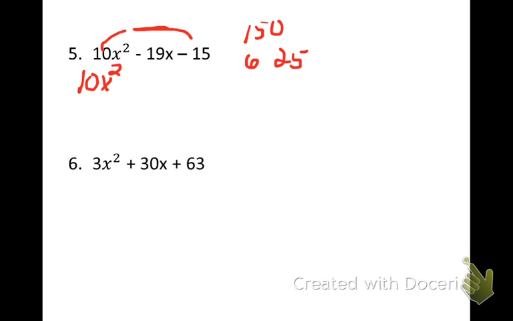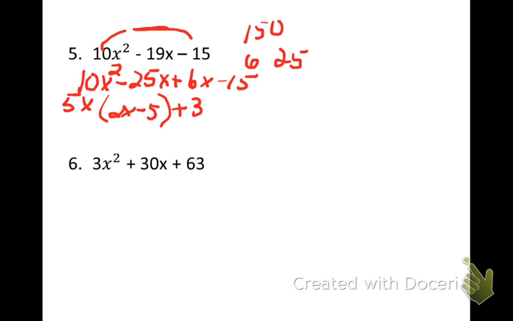So 10x squared minus 25x plus 6x minus 15. So here we have a 5x in common, leaving you with 2x minus 5. Here we have a 3 in common, leaving you with 2x minus 5. Remember, if that doesn't happen, then you need to go back and look at how you group them or see if you have the right factors to start with. So if we factor 2x minus 5 out, we're left with 5x plus 3.